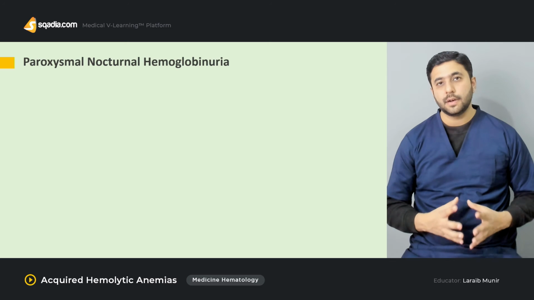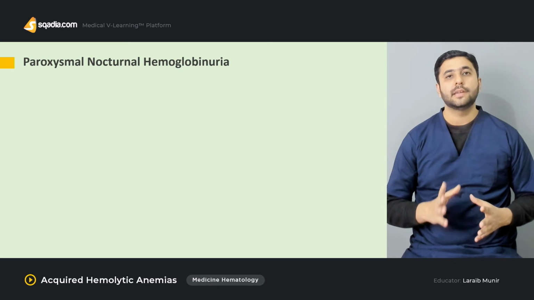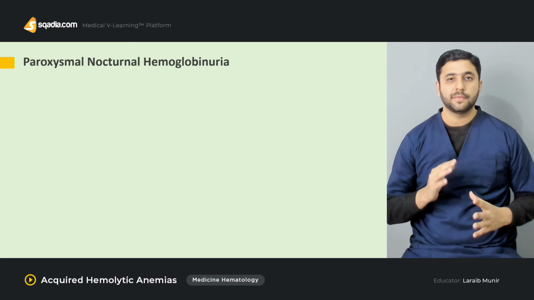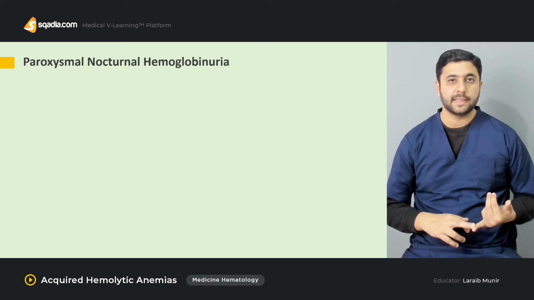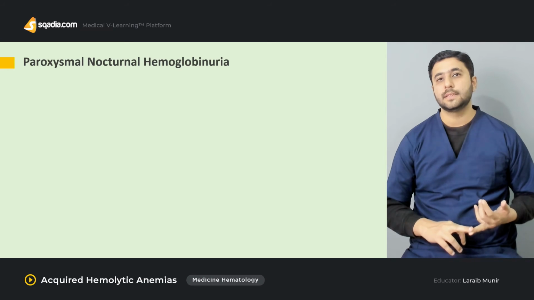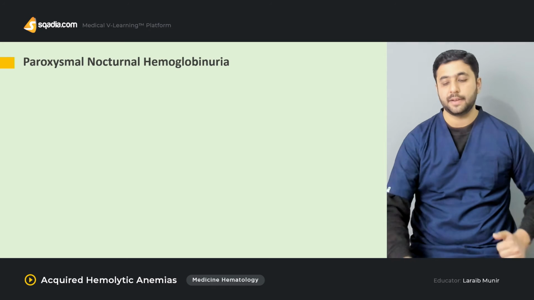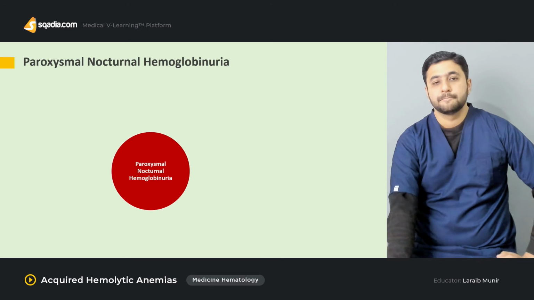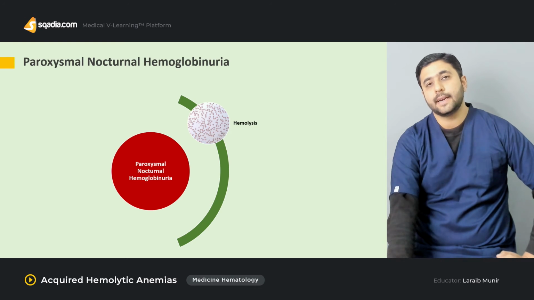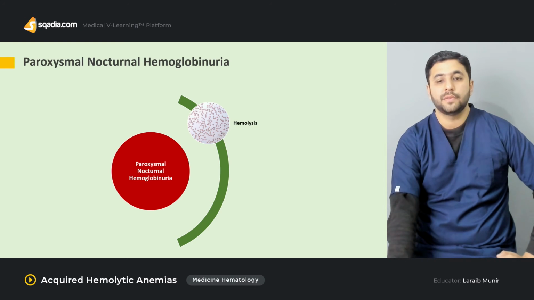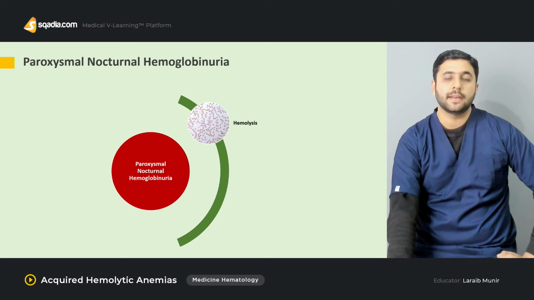Now this is a very important disease, and there are certain pathophysiological mechanisms which are very important to understand what is happening in this disease, to understand all the signs and symptoms and the treatment options which we have. What happens in these patients is that there is episodic hemolysis specifically occurring at night time, and this is because of a deficiency of certain proteins on their cell membrane, which are called the GPI anchor proteins.